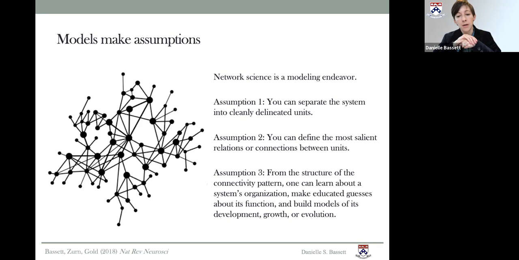And then third, from the structure of that connectivity pattern that you create, that you encode, that you draw, we can learn something about the system's organization, make educated guesses about its function, and build models of its development, growth, or potentially evolution. So in other words, these 3 assumptions fall into: does the representation of parts into nodes make sense? Does the representation of relations into edges make sense? And then does the network representation really house what you need to understand the system's function?